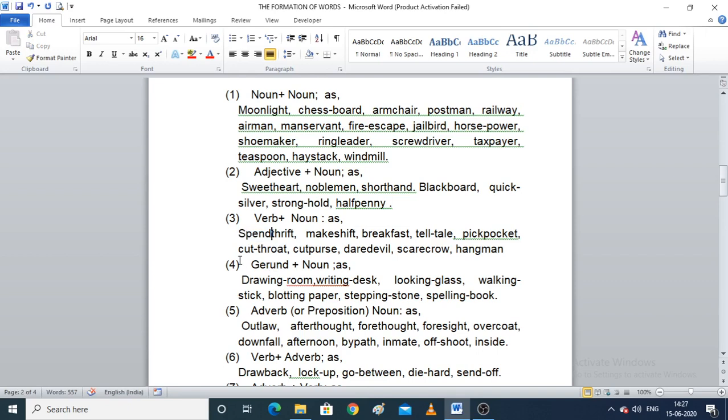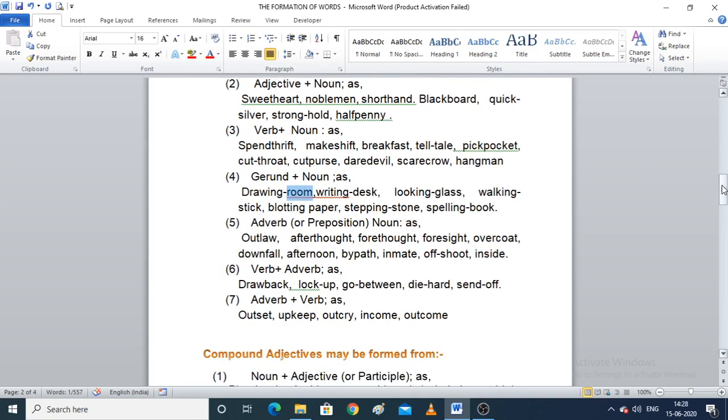Okay? Gerund plus noun. Drawing is a gerund, whereas room is a noun. Writing is a gerund, whereas desk is a noun. Looking is a gerund, whereas glass is a noun. I want you all to read all these examples for your reference. Let's come to adverb plus noun. Outlaw. Out is an adverb, whereas law is a noun. After is an adverb, whereas thought is a noun.